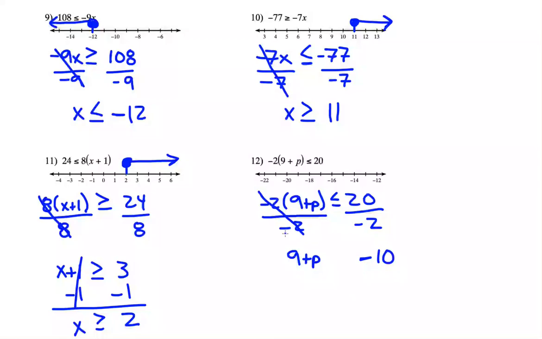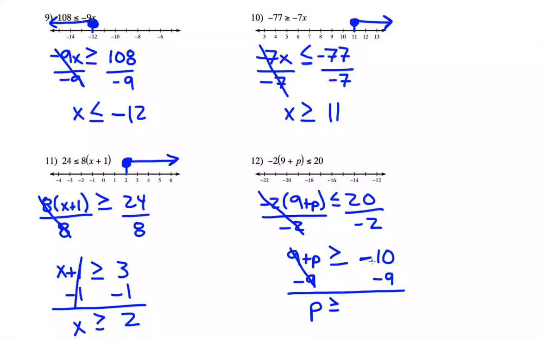And because I divided by a negative 2, when you divide or multiply by a negative number, you flip the sign. Now I'm almost done. I have p plus 9. The opposite of plus 9 is to subtract 9. And if I do that from one side, I do that from both sides. 9 minus 9 goes away. On the left side, I just have p. And that's going to be greater than or equal to.